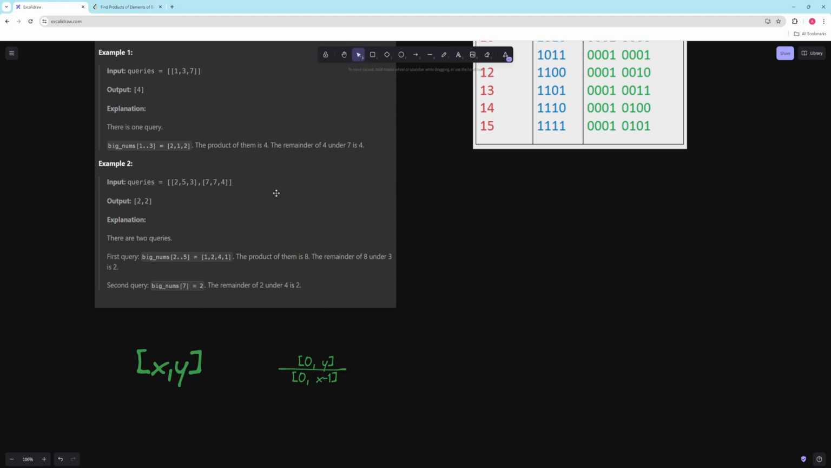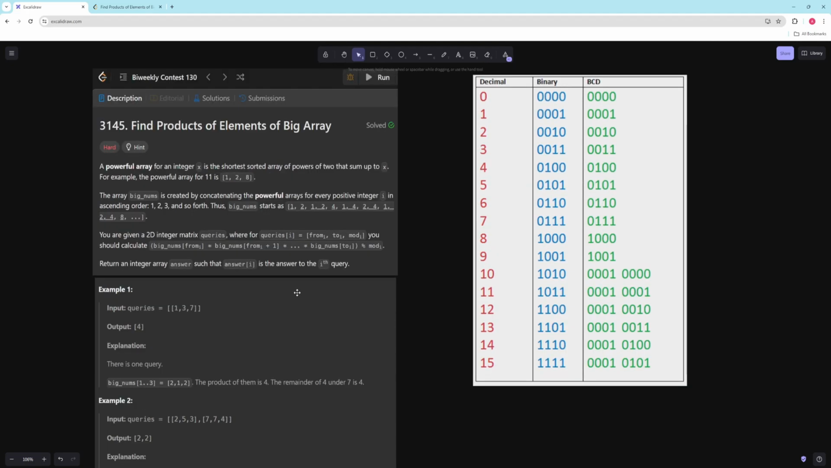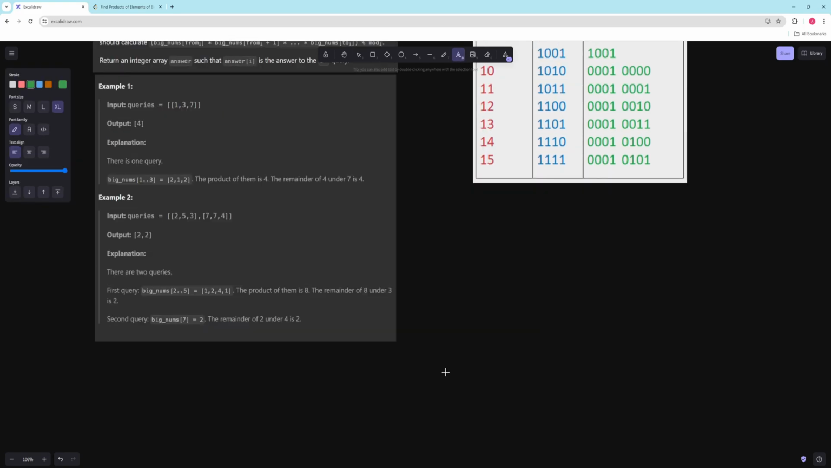So now basically, if we know how to do a query of 0 to some value, then we can solve the problem. If we can do a 0 to X, we can solve this problem. But still, it's way too big to just do manually. So basically, we have to try to figure out a couple things. If we can figure out for a given integer X, how many values are in big nums for X.